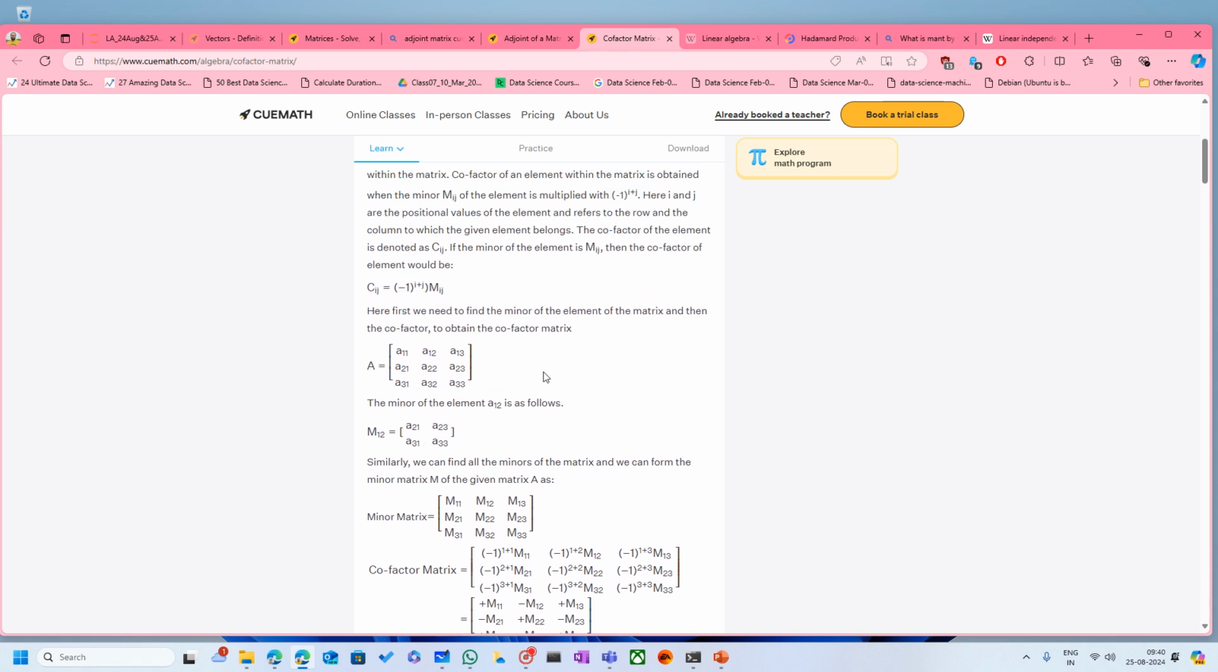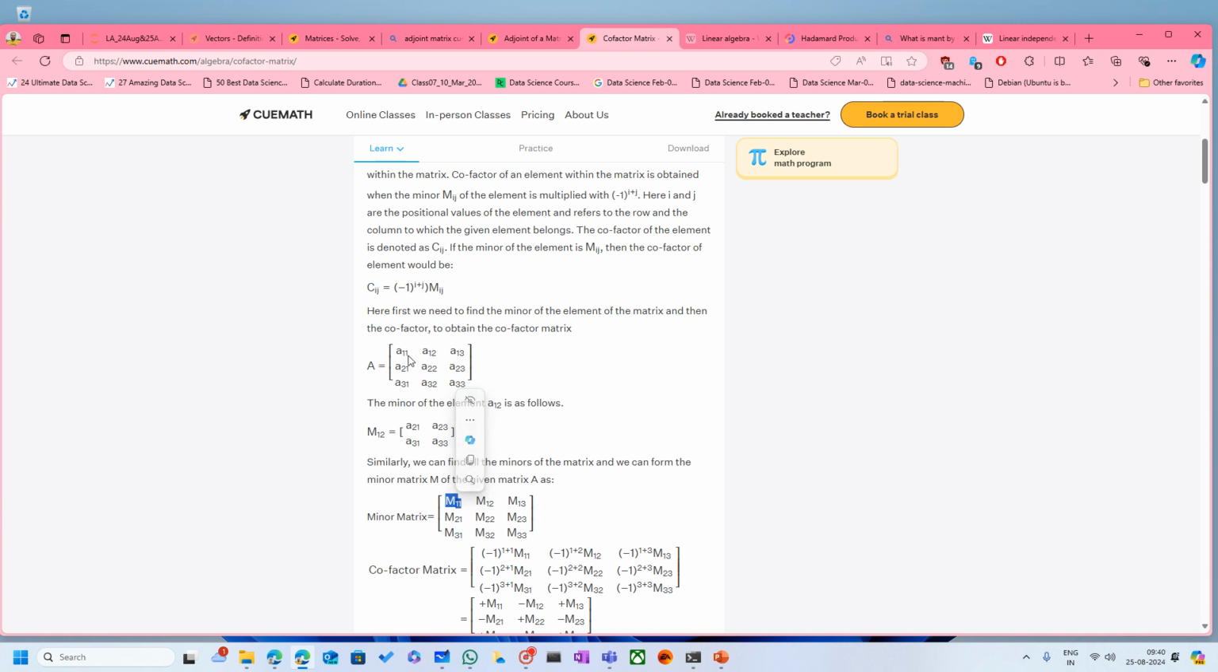Okay, for example, here they have simplified. If this is your matrix, they are trying to calculate the minor for this element, which is this element into this element, this element, this element, and this element. That is your minor for A12. Like this, you have to calculate the minors for all the elements. That's what you see here.